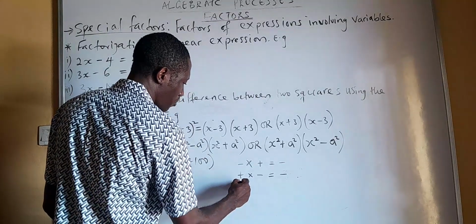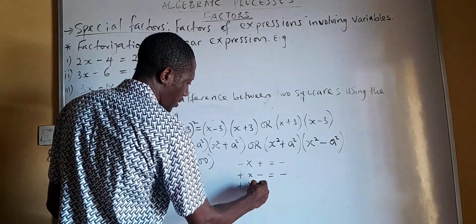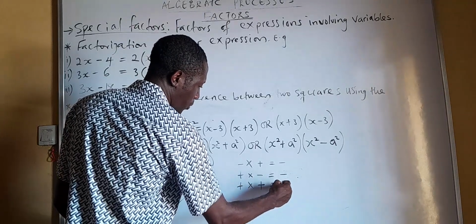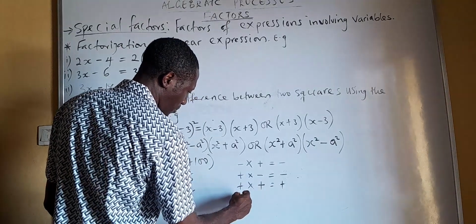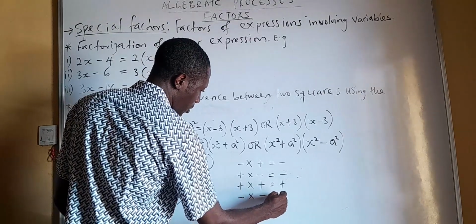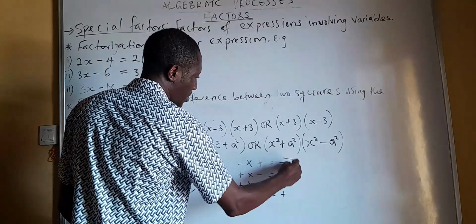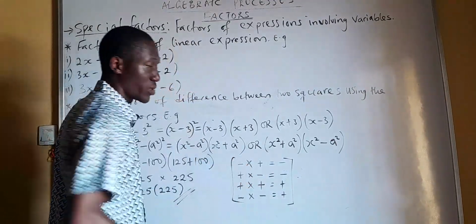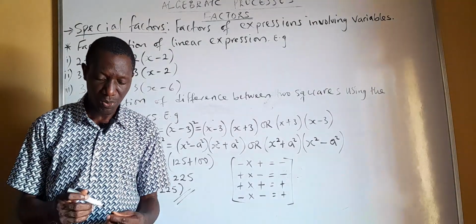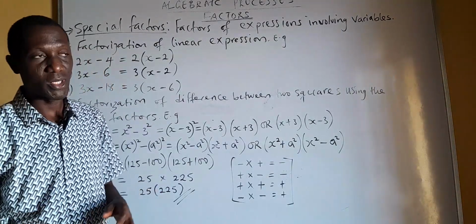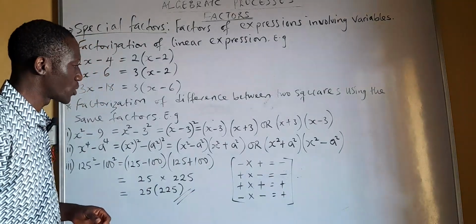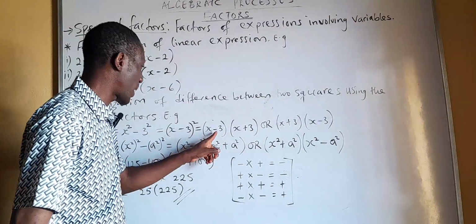And when we have positive multiplied by positive, we're going to have positive. Then when we have negative multiplied by negative, it's going to give us positive. This basic principle we have to take note of in mathematics. They are the basic principles of multiplication, especially under factorization in mathematics. So that is the principle that we applied here now.